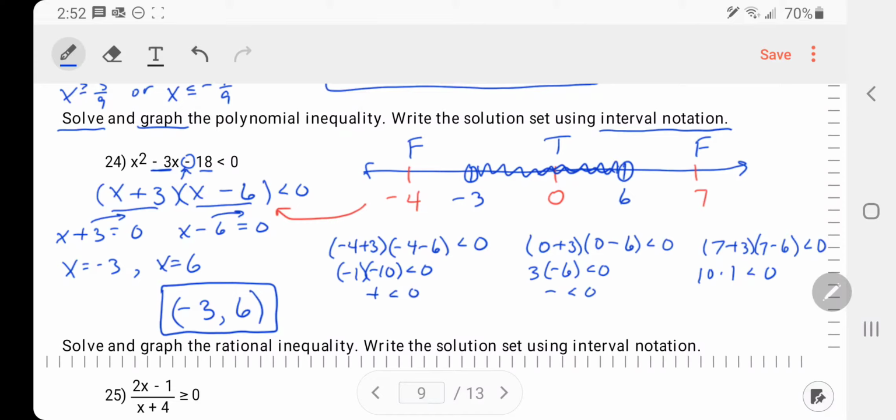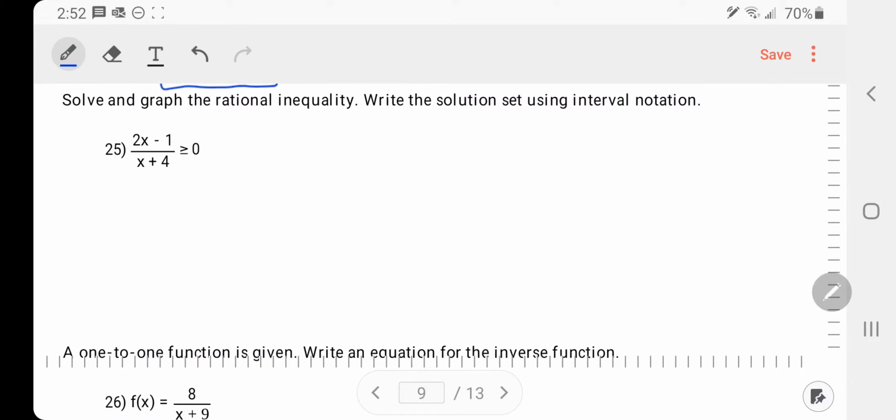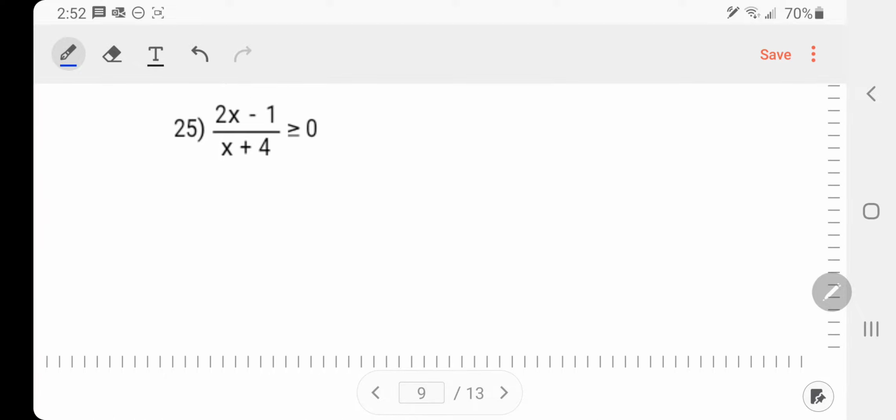Is that it? There's a shot of number 24 full screen right there. And number 25. One more inequality. Write the solution set using interval notation. Again, it says solve and graph.